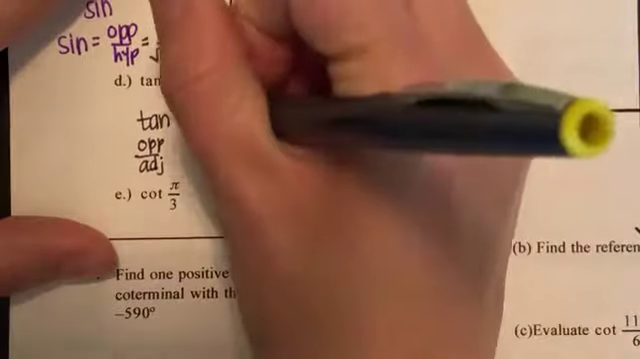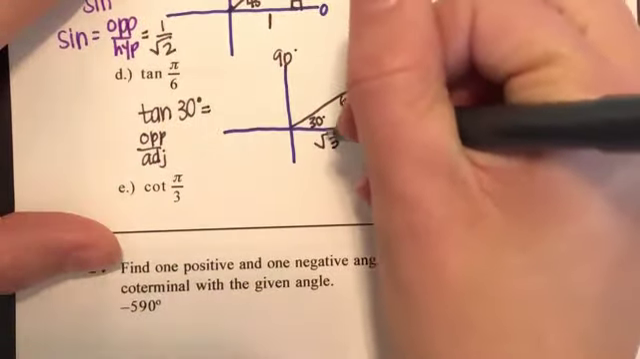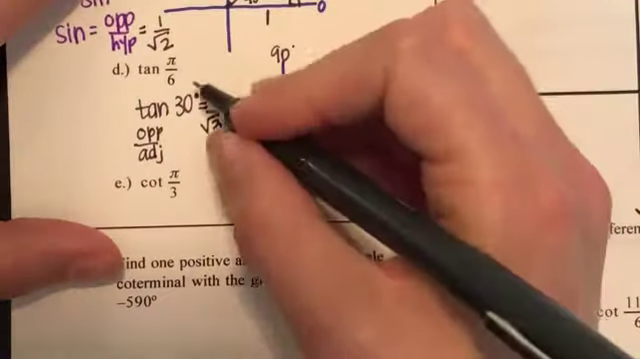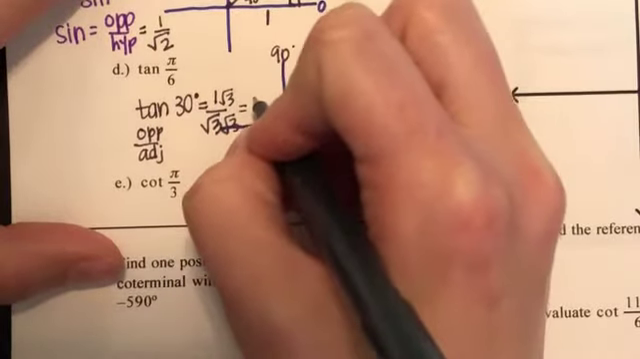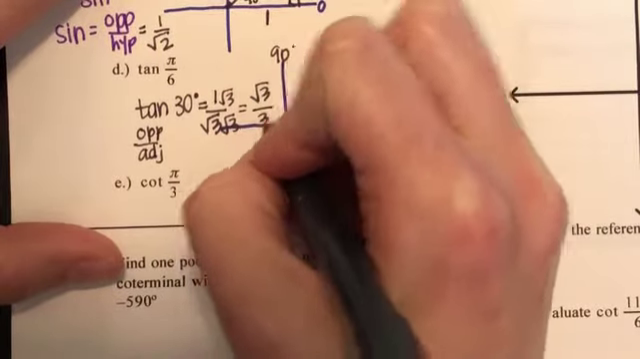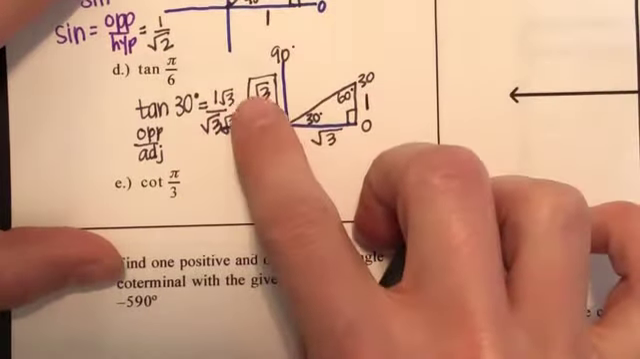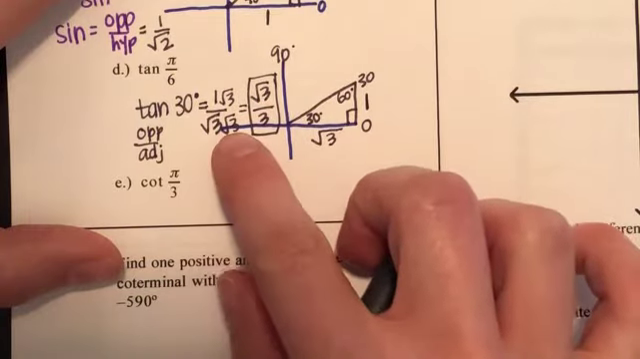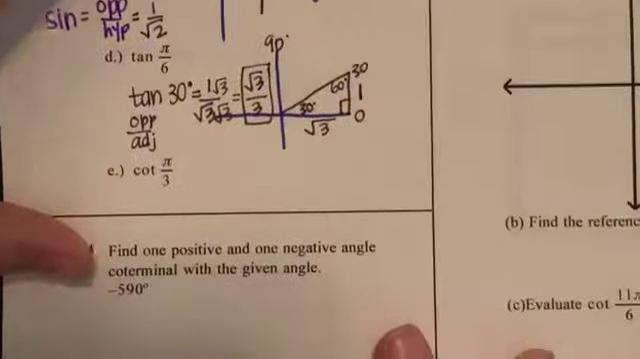So tangent of pi over 6, or tangent of 30 degrees, is opposite over adjacent, so 1 over square root 3. But we can't leave our answer like this. We're going to rationalize by multiplying square root 3 top and bottom, and I get square root 3 over 3. Because it's 1 times square root 3, you don't write the 1 out in front. You just leave it as square root 3, and then square root 3 times square root 3 is square root 9. Square root of 9 is 3. So that's tangent of pi over 6.